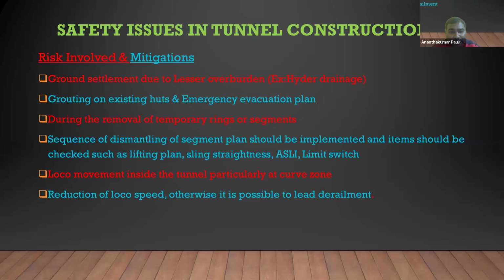So that is the criteria. It depends upon the geological conditions, whether we do the bottom-up method or top-down method. And in the top-down method, in an urban congested area, we can propose the top-down method. That is called the diaphragm wall method.